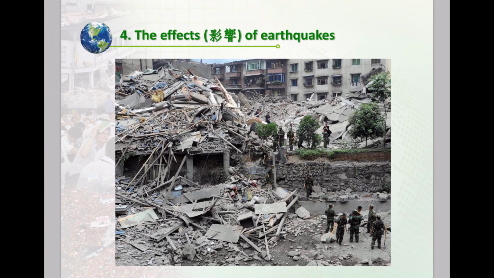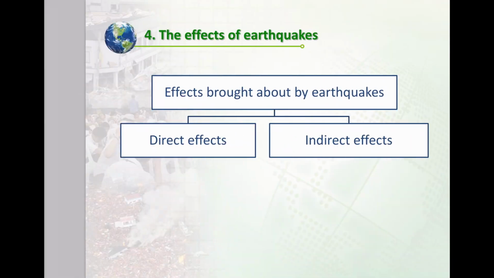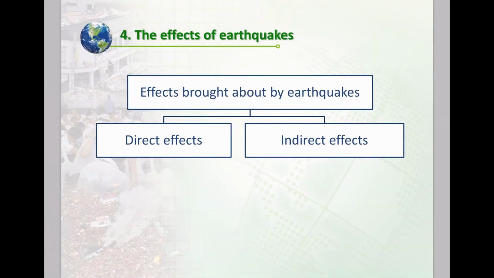Okay, let's move on to the effects of earthquakes. What happened to the people or our surroundings during earthquakes? When we talk about the effects of earthquakes, we can divide them into two categories. First is the direct effects. Second is the indirect effects. We will categorize different effects into direct effects and indirect effects.